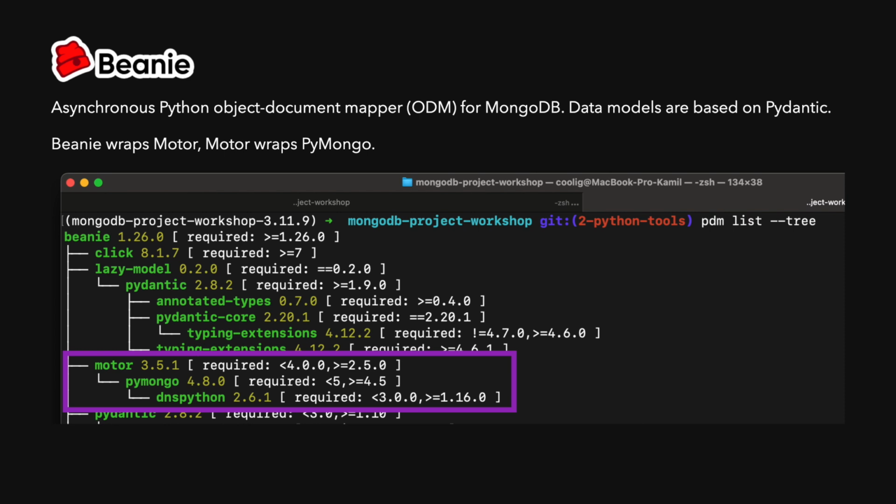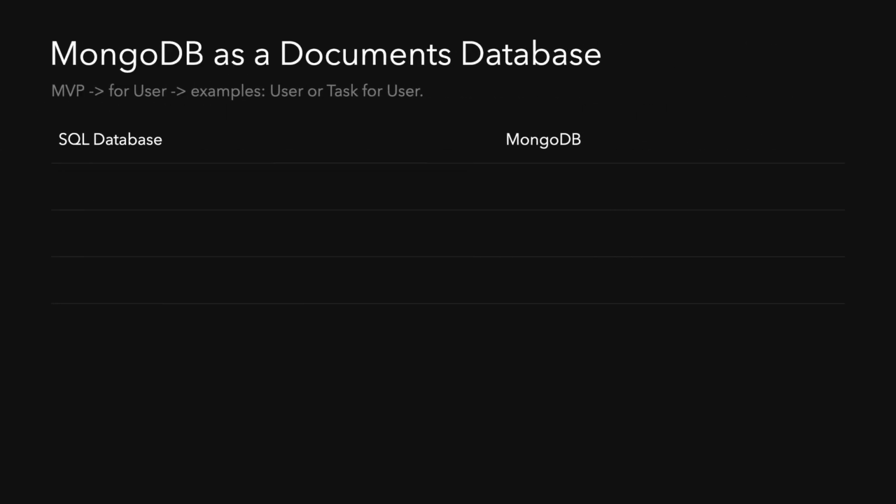Okay, I told you about Beanie, but what about MongoDB as a document database? I'm telling you about MVP, and when we think about MVP, we build some application for users. If we're building for users, the first classes and examples will be user or task for user.